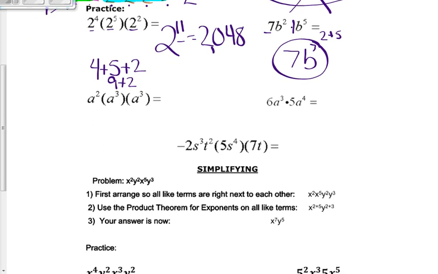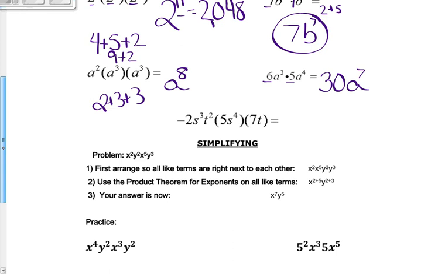Our next one, we are going to have a as our base, then we're going to add our exponents. 2 plus 3 is 5, 5 plus 3 is 8. Over here, we're going to multiply 6 and 5 first, and we're going to get 30. And we're going to add our exponents together. 3 plus 4 is 7. Now remember, if 6 or 5 had an exponent to it, we couldn't multiply them. They'd have to stay the same.